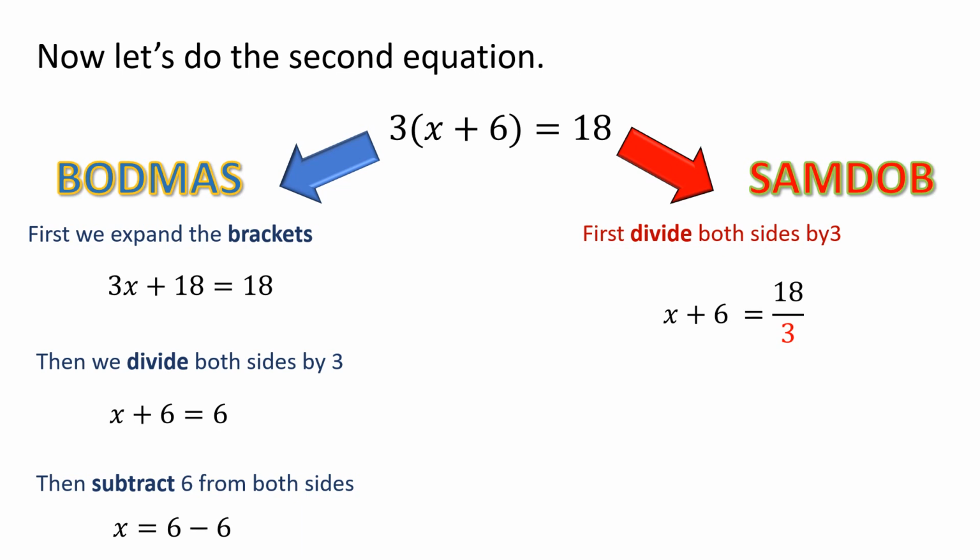Moving on to SAMDOB, first we will divide both sides by 3, and that means we can take the 3 off the front of the brackets, and that is equal to 18 divided by 3. So x plus 6 equals 18 divided by 3. Then we subtract 6 from both sides, which means that x equals 6 minus 6, and again we get to x equals 0.